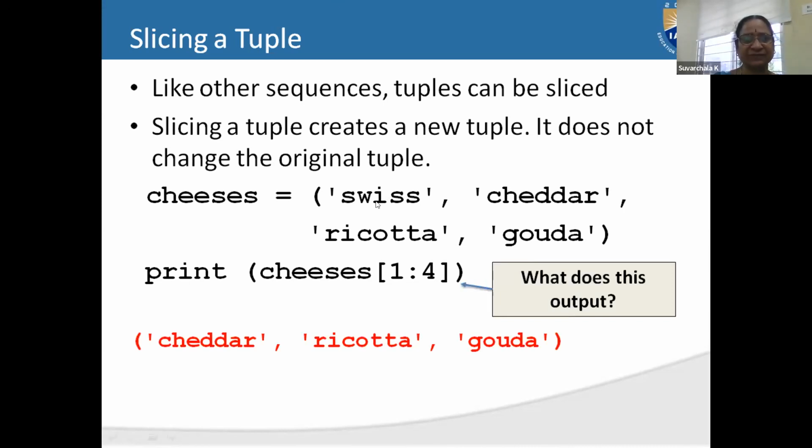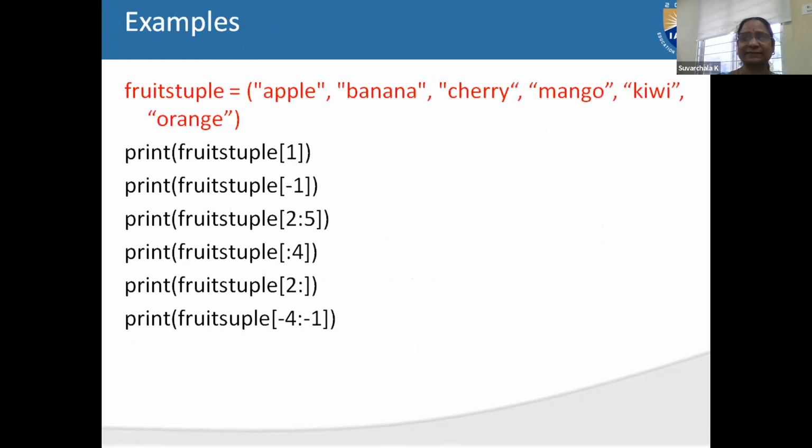So this is the way we discussed 1 to 4. Indexing is 0, next 1, next 2, next 3. 1 to 4 means what elements will it print? Choices of 1, choices of 2, choices of 3, but not 4. The last ending value is not included, only the starting value is included. So up to ending value minus 1 will be accessed.